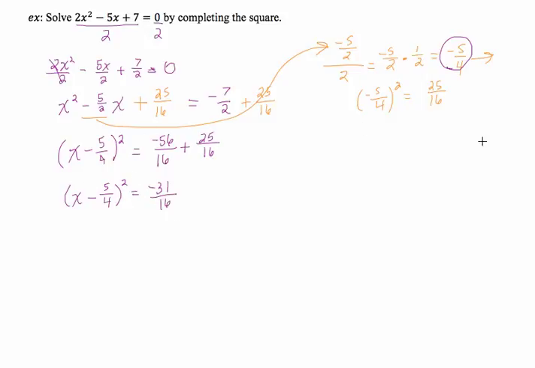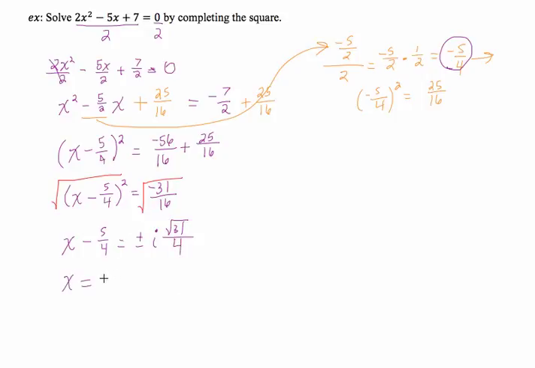And then now we can take the square root of both sides. Oh, except look, we have a something squared equals a negative number. That means our answer is going to involve imaginary numbers. So when we take the square root, we have x minus 5/4 equals plus or minus the square root of negative 31/16. Now that negative turns into an i. Square root of 31 is prime, so that does not simplify. And the square root of 16 is 4.